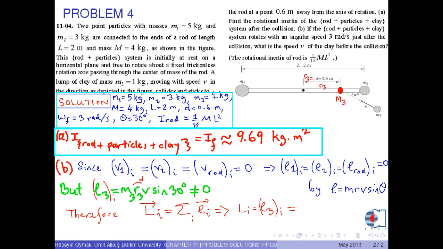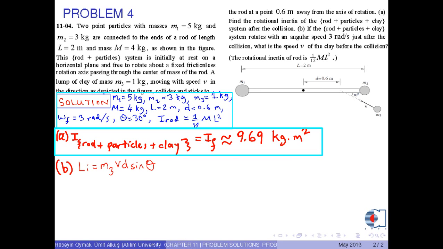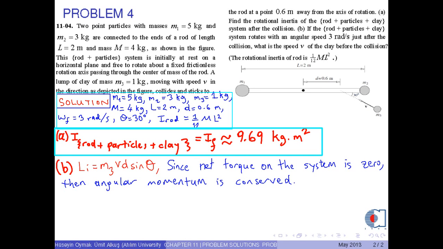Then we write capital L_i equals L3_i equals m3 times v times d times sine 30 degrees. And since the net torque on the system is zero, angular momentum is conserved. This is to say L initial equals L final.